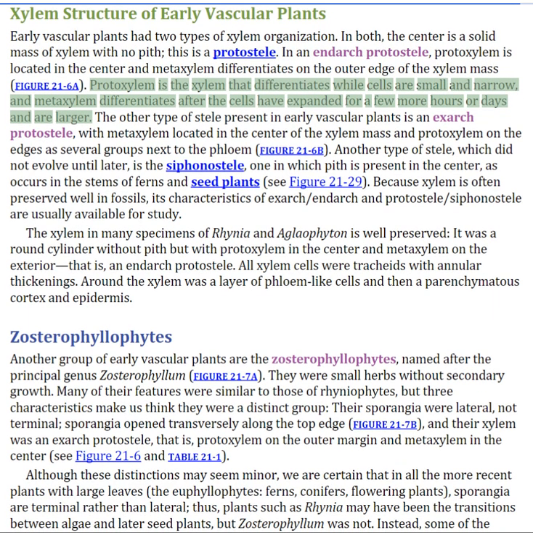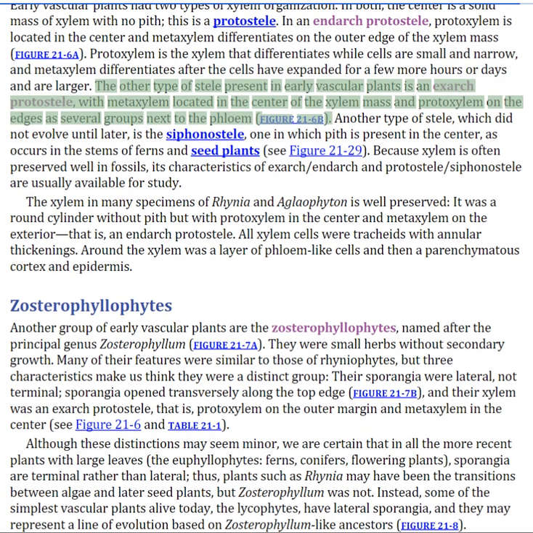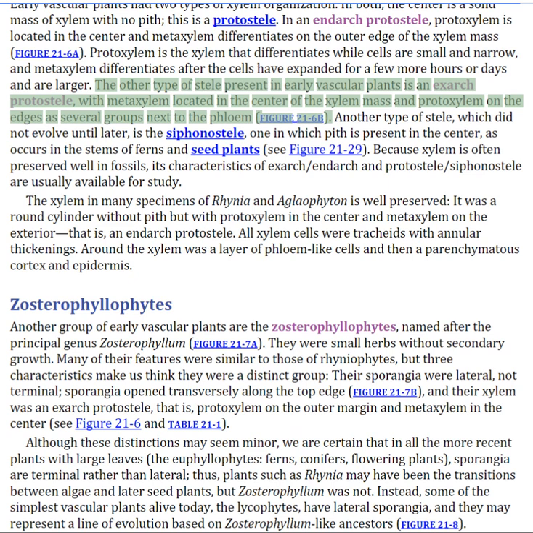Protoxylem is the xylem that differentiates while cells are small and narrow, and metaxylem differentiates after the cells have expanded for a few more hours or days and are larger. The other type of stele present in early vascular plants is an exarch protostele, with metaxylem located in the center of the xylem mass and protoxylem on the edges as several groups next to the phloem.